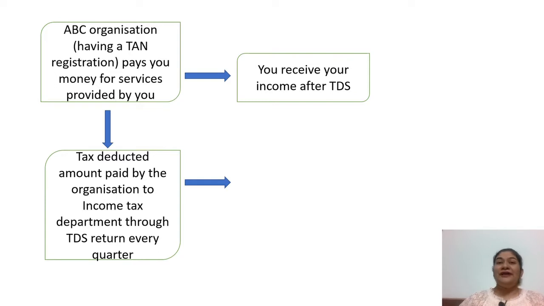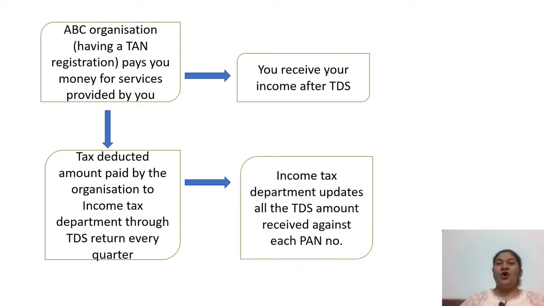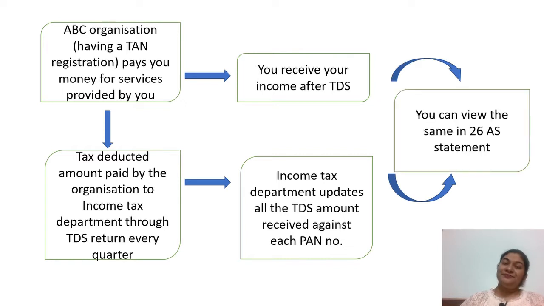After getting the TDS returns and the data from each and every person and organization, the income tax department collects all this data and puts the TDS data against each and every PAN on their website, and you get Form 26AS. So all these details, all this data is reflected in 26AS. This way you understand who is deducting tax and how much tax is deducted.